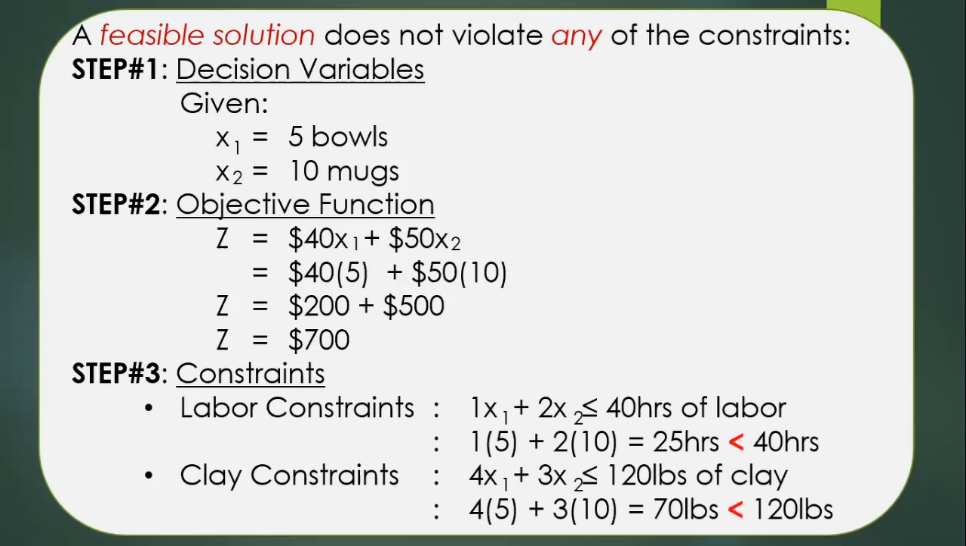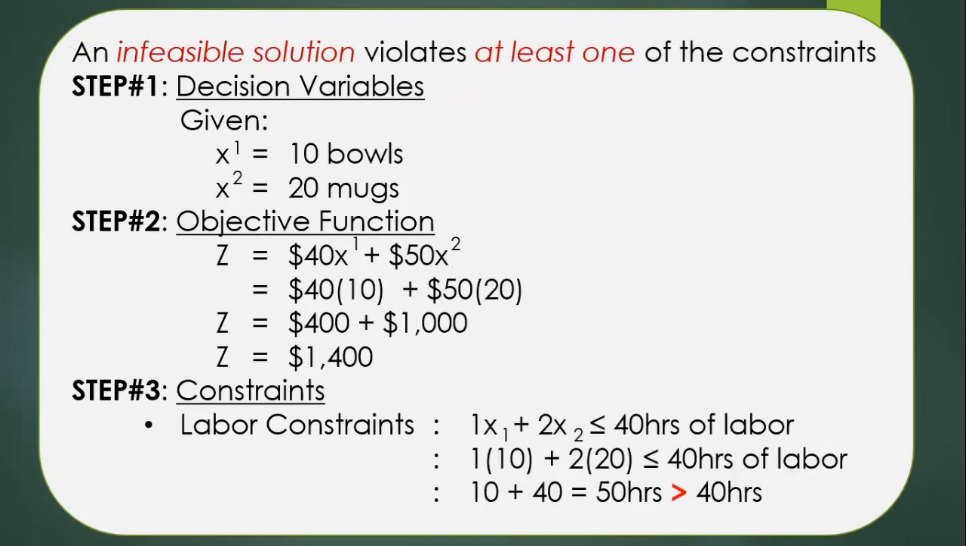Yes, we actually can. So this is now an example of an infeasible solution. When we say infeasible solution, it violates at least one of the constraints. So let's see if there is a violation. Okay, step number 1, decision variables. Our x sub 1 would be equal to 10 balls, assuming, and our x sub 2 would be 20 mugs. Now, our objective function would be the same.